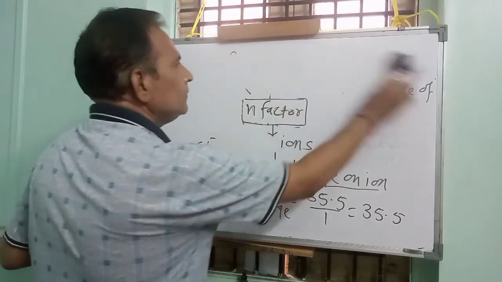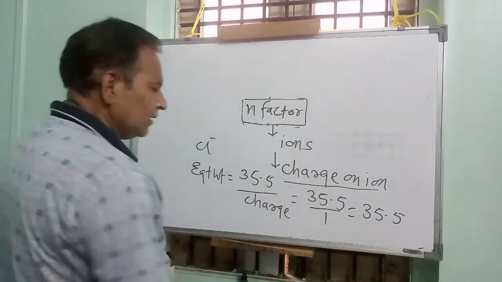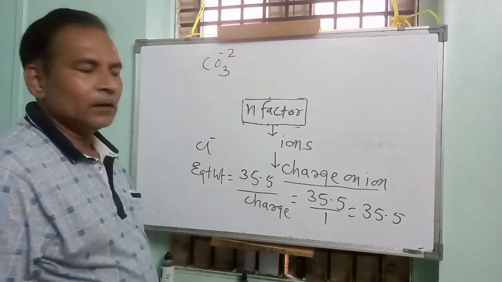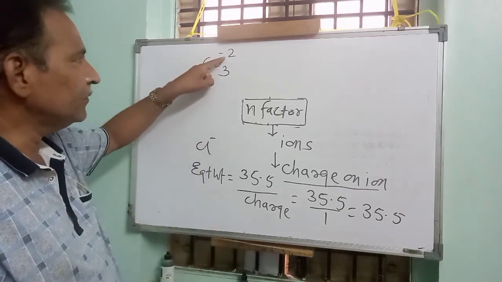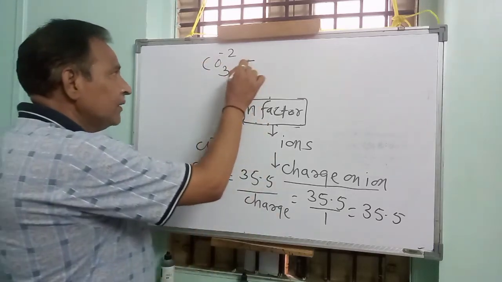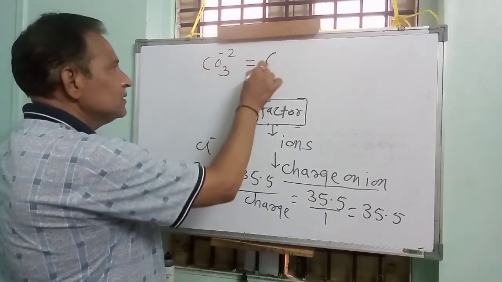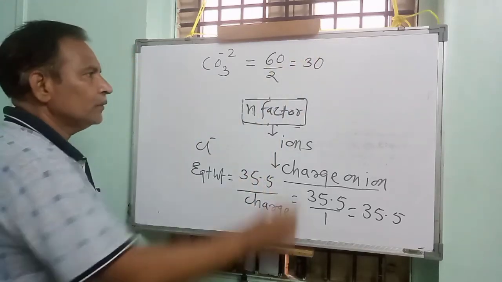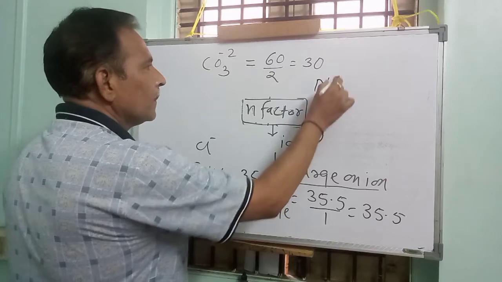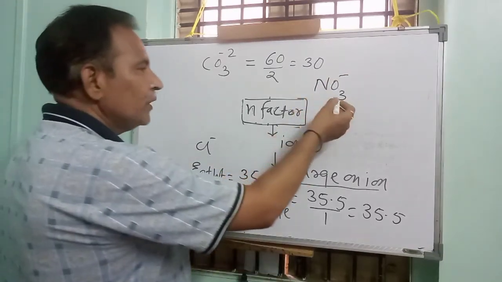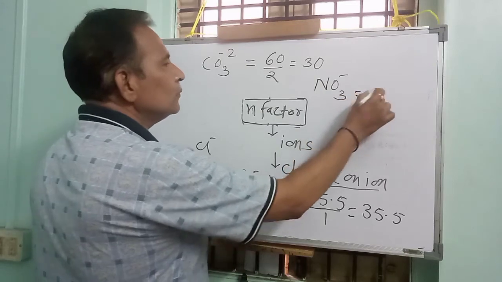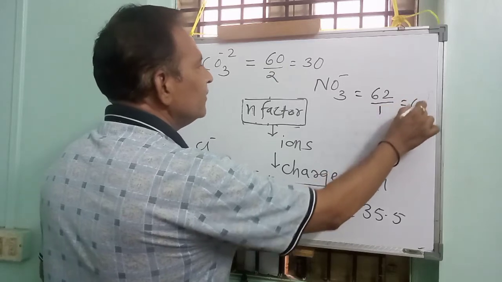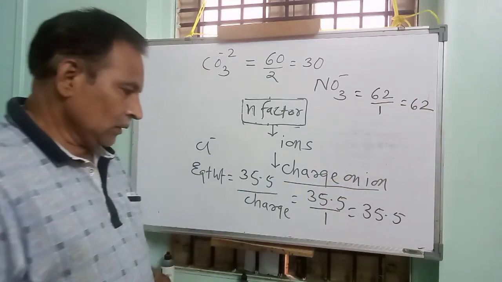Now if it is some other ion, for example the carbonate ion, CO3 minus 2. What is the charge present on the ion? It is minus 2. What is the molecular weight of carbonate? It is 12 plus 48, 60, divided by 2, that is equal to 30, the equivalent weight of the carbonate ion. NO3 minus: nitrogen 14 plus oxygen 48, 62, divided by the charge on the ion, which is 1, so the equivalent weight is equal to 62.